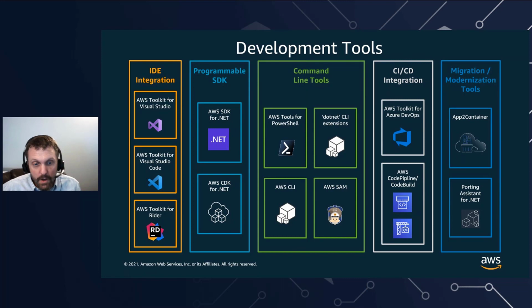And then finally, we have tools that can help you migrate and modernize your legacy applications. App2Container helps you automate the containerization of apps to get them out of legacy systems and into containers without any code changes. And the Porting Assistant for .NET makes recommendations and helps with the heavy lifting of moving your framework apps to .NET Core or .NET 5.